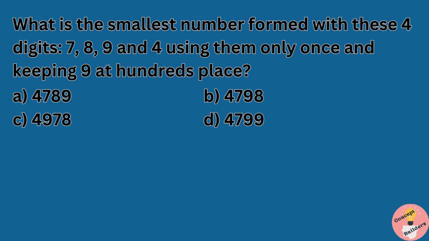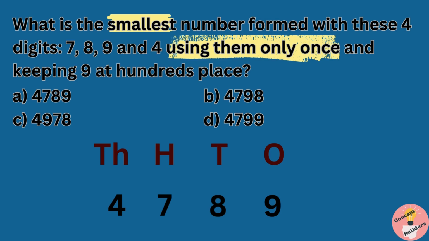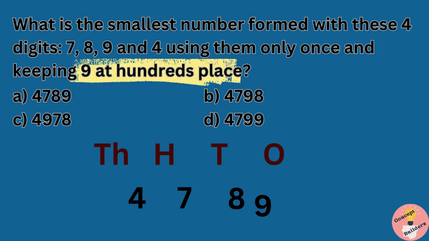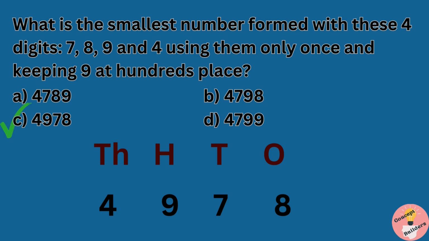Next challenge. Here we have to form the smallest 4-digit number with 7, 8, 9, 4, using them only once. Pretty easy, right? Create 4 places for this 4-digit number, and put these digits smallest to largest. First 4, then 7, then 8, and then 9. So, is this the answer? No, it is not, because the challenge says that we have to keep 9 at the hundreds place. So let's put 9 at the hundreds place, and then arrange the rest of the digits, smallest to largest. Just do not use the hundreds place because it is already taken by 9. And here is your answer. The correct answer is C.